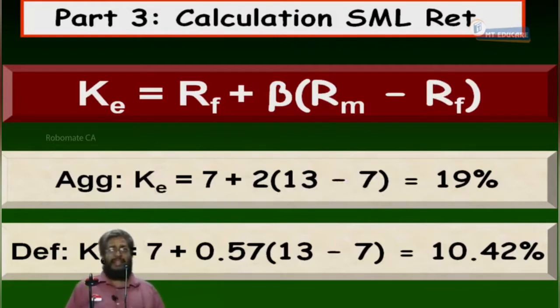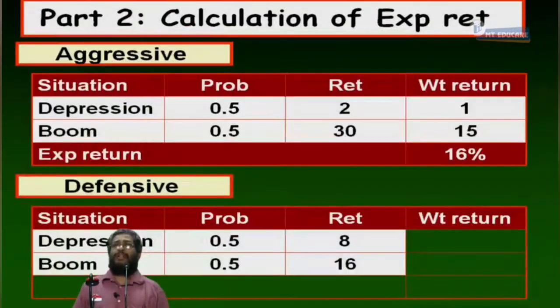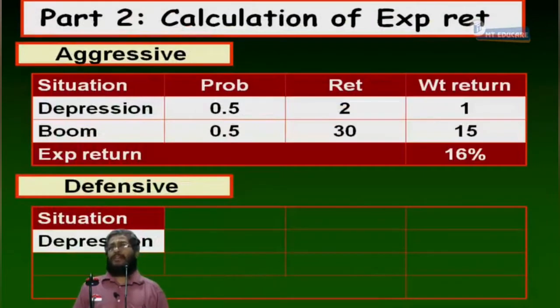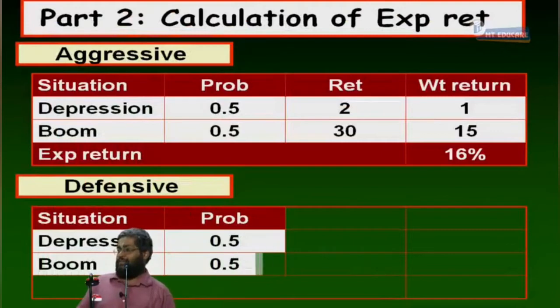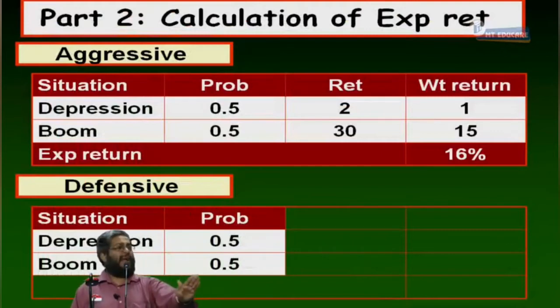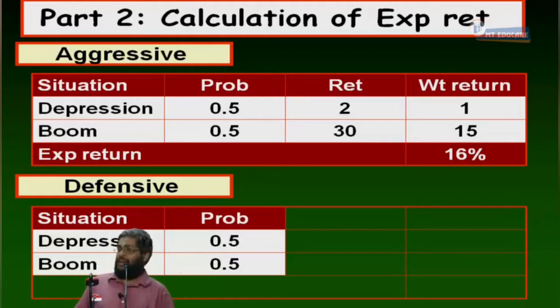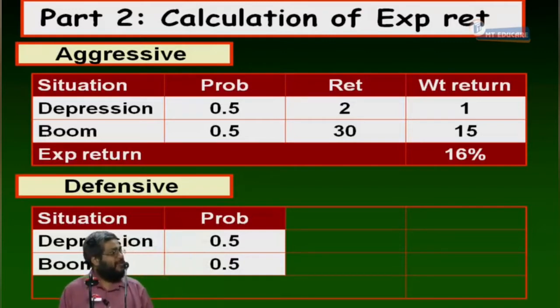That means for the aggressive share, for its risk, I want how much return? 19%. But you look at part 1 and 2 and say, what is the expected return of the aggressive share here? 16%. It is expected to give only 16%, but I want 19%. Good share or bad share? Buy or don't buy? No.